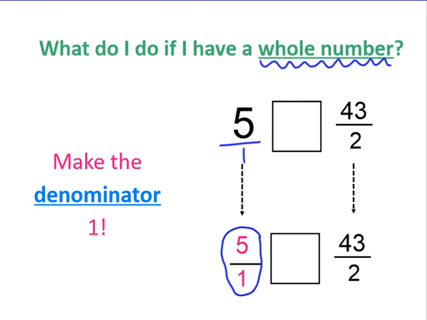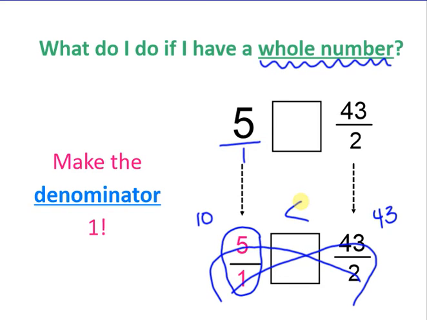Okay? Let me see if the next one is that example. No, it's not. So let's go ahead and solve this one now. So 1 times 43 is 43. 2 times 5 is 10. 10 is much smaller than 43, so that's going to be a less than sign.